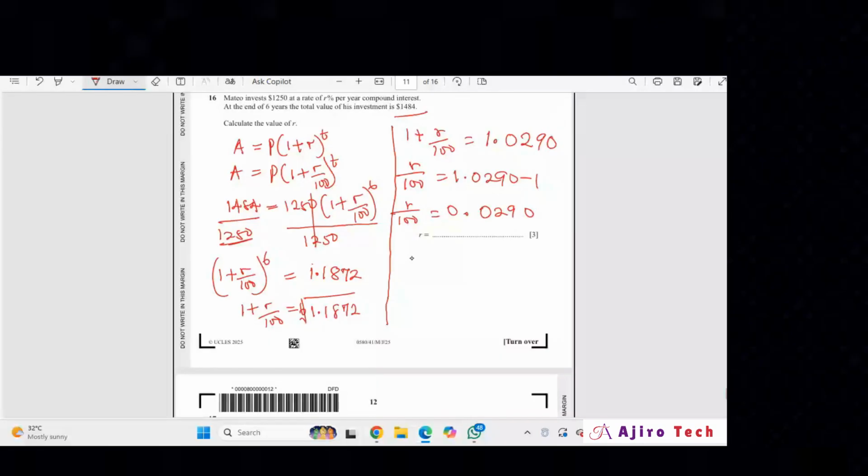So how do we get R? R now will be equal to 100 times 0.0290. So you are going to have 100 times 0.0290. So that will give us 2.9 as our rate. So we have 2.9 as our rate. So that is our answer to that question.